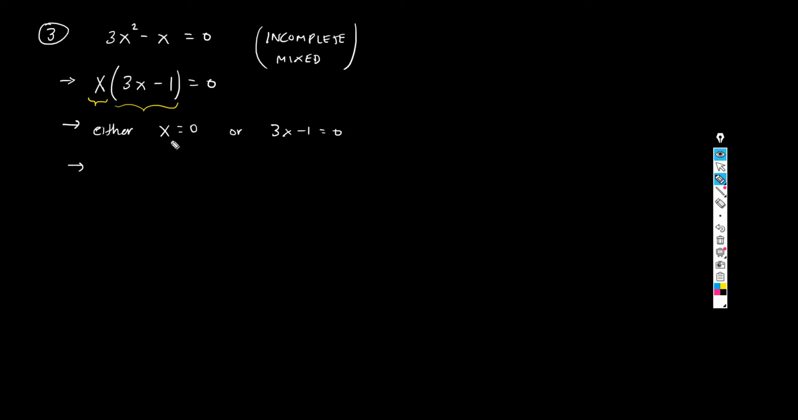And then, well, we already have found one of the solutions, because there is nothing to solve in here. It's already solved. x equals 0. Or if I solve this equation, I'm going to get x equals 1/3. Make sure about that. And these are my two solutions. This is my solution 1, this is my solution 2, and I'm done. These are my two solutions for this quadratic equation, which happens to be incomplete mixed.